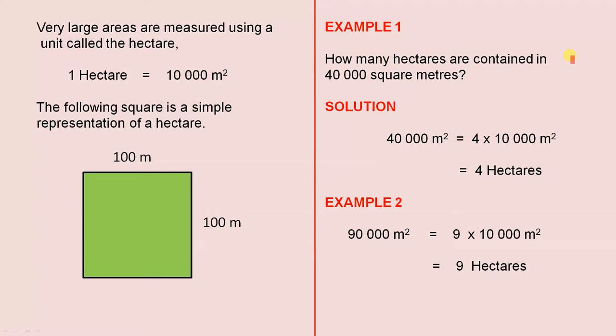So example 1, how many hectares are contained in 40,000 square metres? So the solution, 40,000 square metres equals 4 times 10,000 square metres, which gives us 4 hectares. In other words, it's 4 of these. And we know that 10,000 square metres is 1 hectare. We saw that here. In other words, that is 4 hectares.